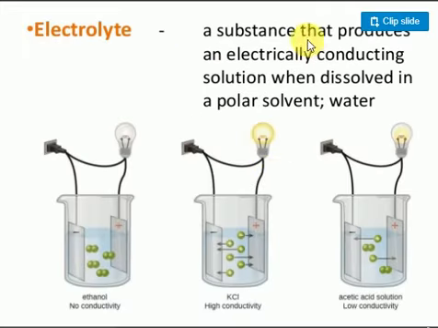Electrolytes are those substances that produce an electrical conducting solution when dissolved in a polar solvent. If any material dissolved in the solution carries electricity, then it is known as an electrolyte. Suppose it is not carrying electricity, then it is called a non-electrolyte. Suppose I am taking two electrodes, one anode and one cathode.